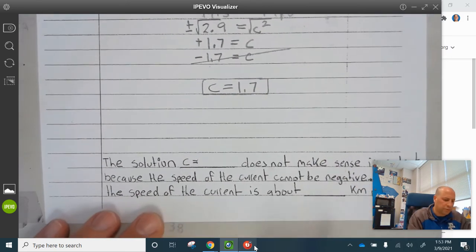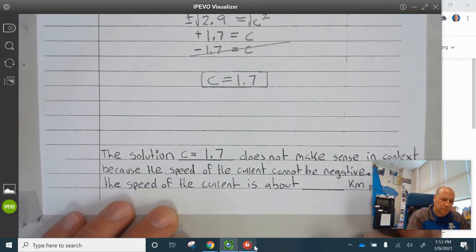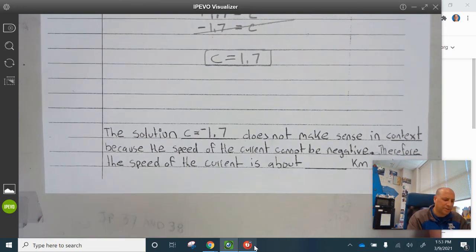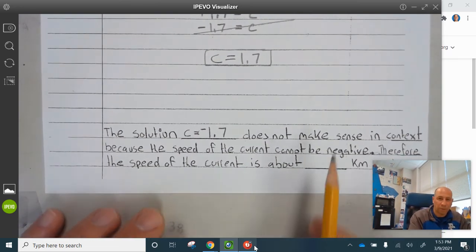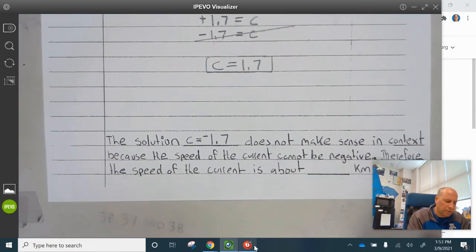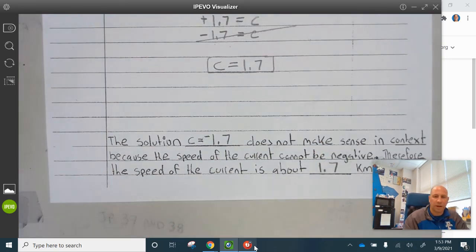So the solution is c equals 1.7. Oh, I'm sorry, c equals negative 1.7 does not make sense in context because the speed of the current cannot be negative. That's why we marked out negative 1.7. Therefore, the speed of the current is about 1.7 kilometers per hour.